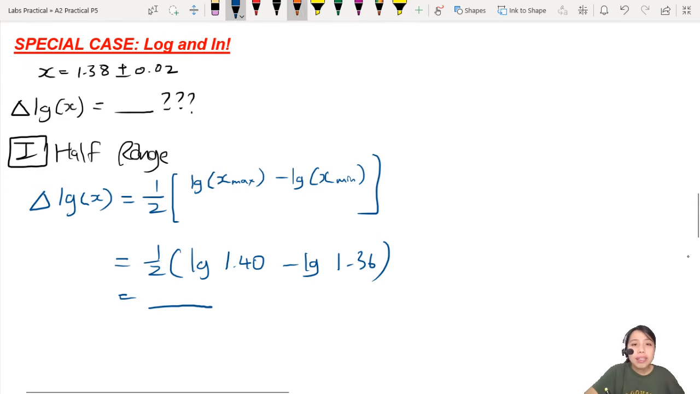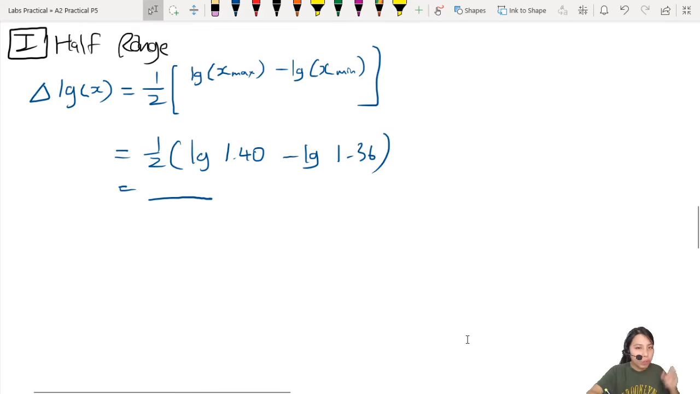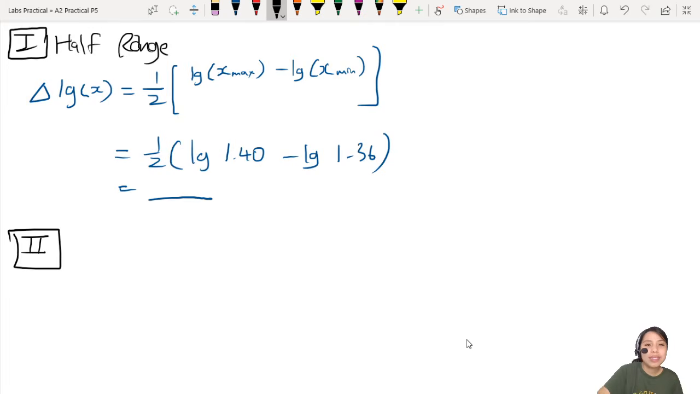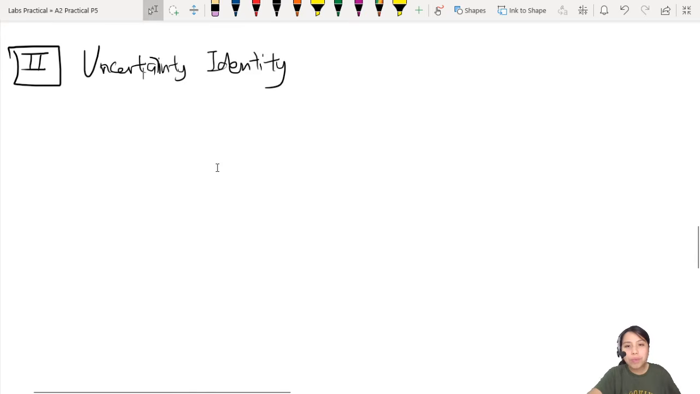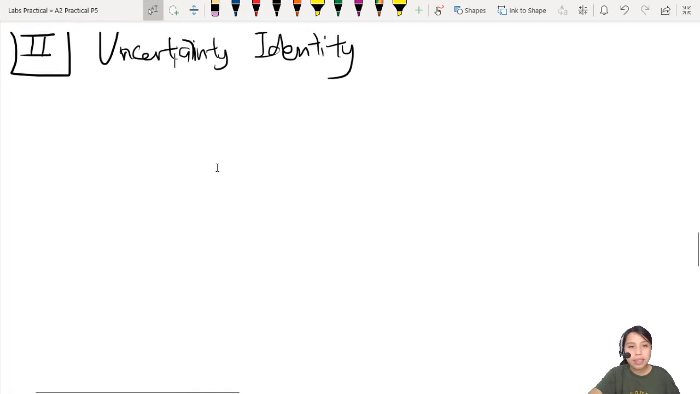This is one method. The second method is to actually use an identity that we have not seen before. So this one, make sure to write it down somewhere in your notes or sticky pad on your wall. Stick it big on your wall. So the second thing is to use what we call the log uncertainty identity. The general form looks like this.